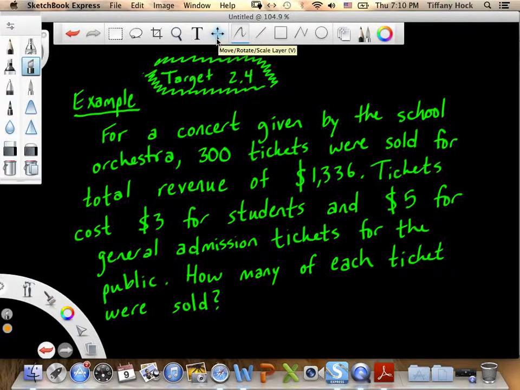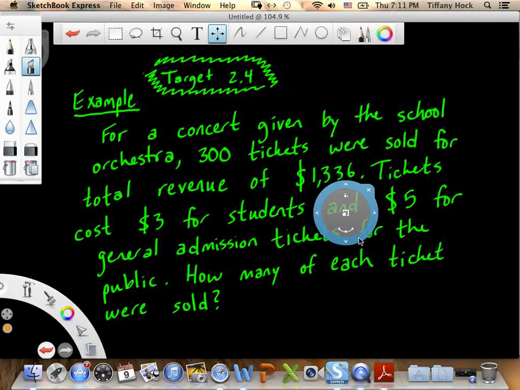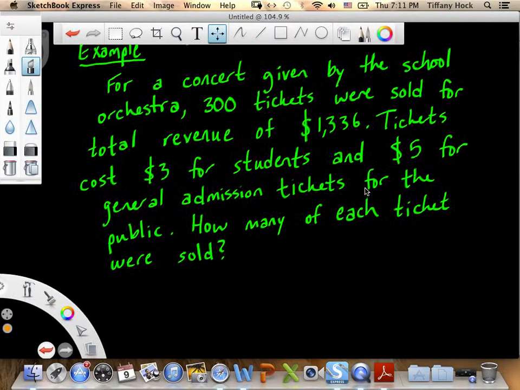So again, we're using matrices to solve systems of linear equations. So here's the example problem. For a concert given by the school orchestra, 300 tickets were sold for a total revenue of $1,336. Tickets cost $3 for students and $5 for general admission tickets for the public. How many of each ticket were sold? Alright, so let me slide this down a bit so we can have some room to work.